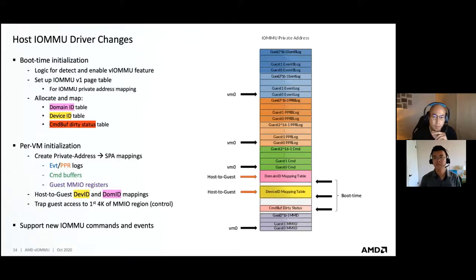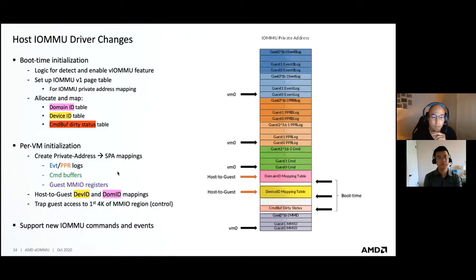The first part also requires allocating and mapping the tables that are listed here. We have the domain ID table, device ID table, and the command buffer and status table. Those are listed on the right-hand side here for the boot time.